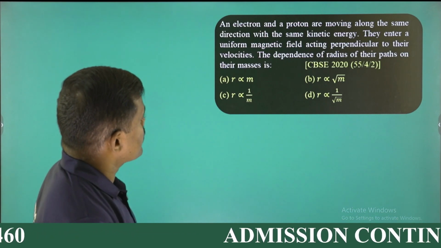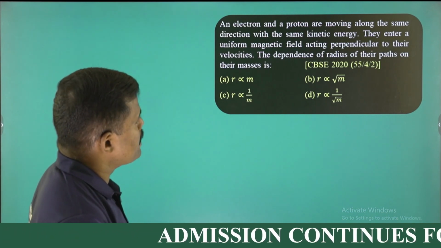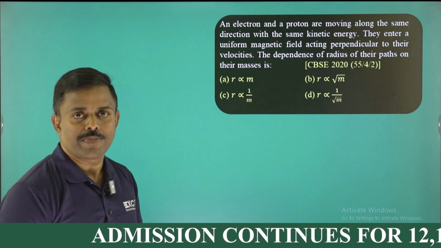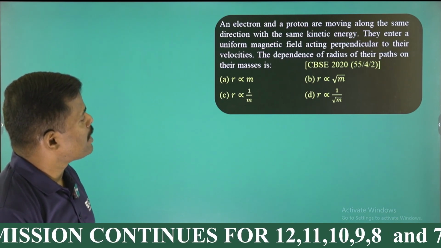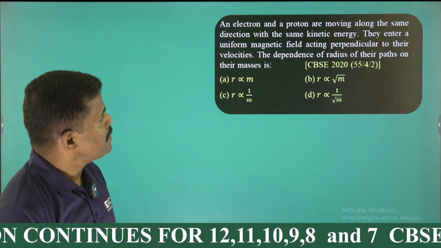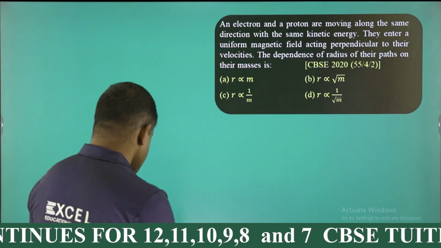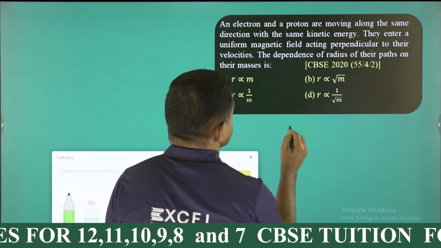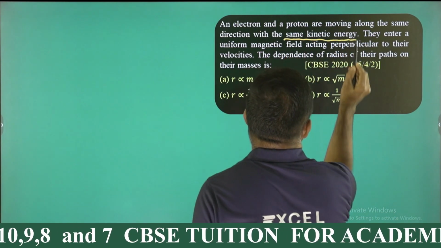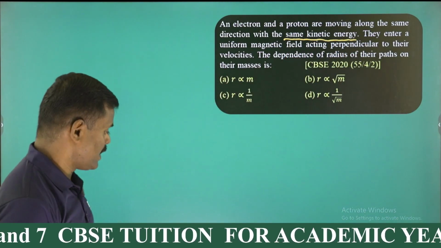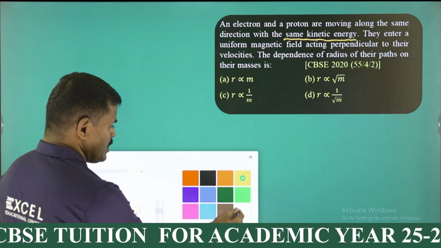They enter a uniform magnetic field acting perpendicular to their velocities. Okay? Their dependence of radius of their paths on the masses is... So they are entering with, this is the key point here. There is a hint given here: same kinetic energy. So both of them enter with the same kinetic energy. So I'll just do that part.